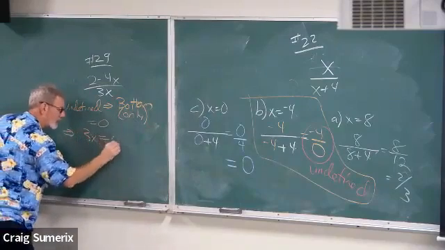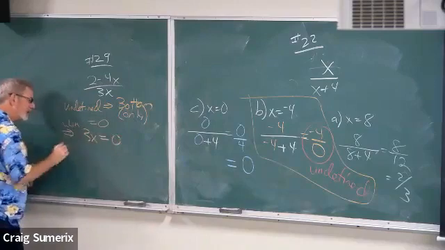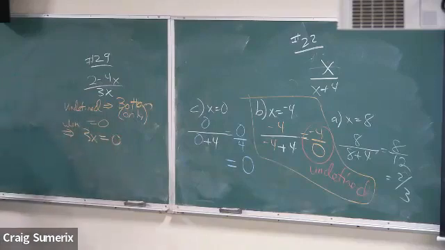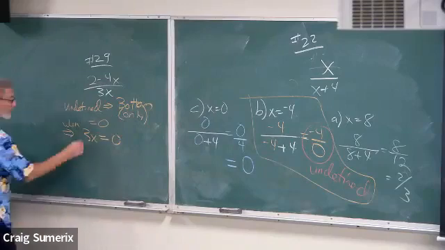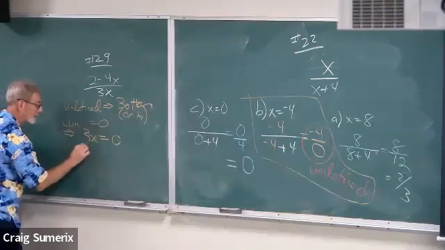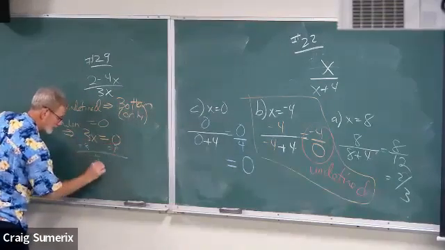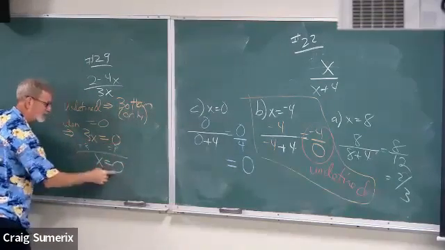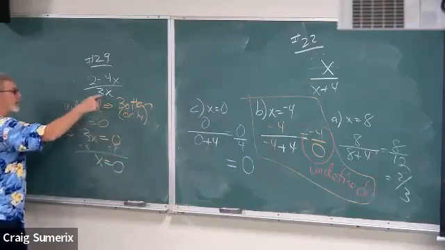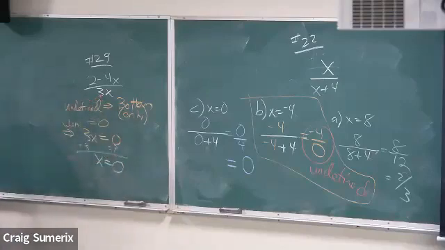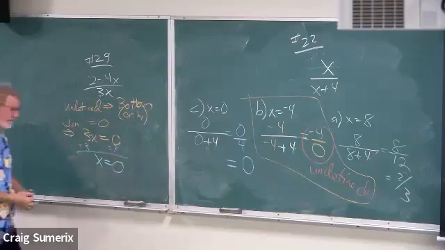3x. When is 3x equals 0? Put 0 in the x. Well, I guess what I would do is divide by 3. But you will agree, if x is equal to 0, then the whole bottom becomes 0 and it's undefined, right?